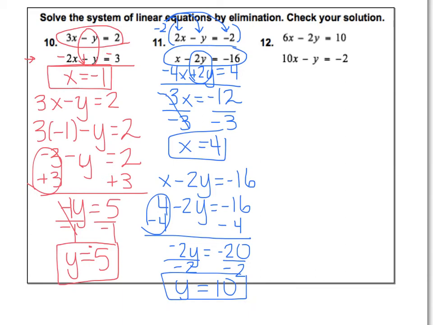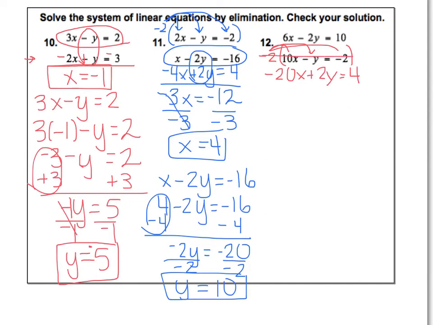Number 12, I'm going to go ahead and create opposites again. This time I'm going to create opposites with my y's. Since the top one is a minus 2y, the bottom one needs to become a plus 2y. So it would have to be multiplied by negative 2. That creates a negative 20x plus 2y equaling a positive 4.